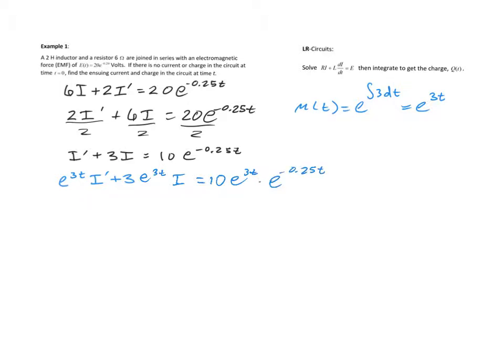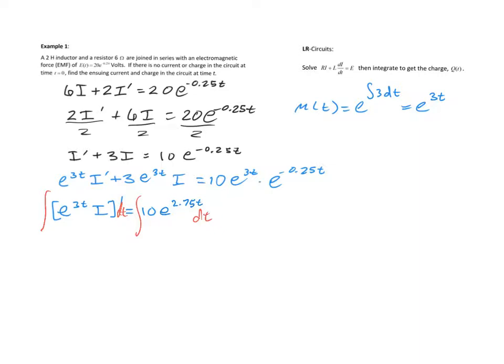Like always, we rewrite this as a derivative of a product. So that's e to the 3t times I, that's been differentiated. And over here, we can combine our 2 exponentials together by just using addition. So that's going to be 3 minus our 0.25, so that's 2.75, of course. So that's e to the 2.75 t. We now integrate with respect to the independent variable, so that is going to be with respect to t.